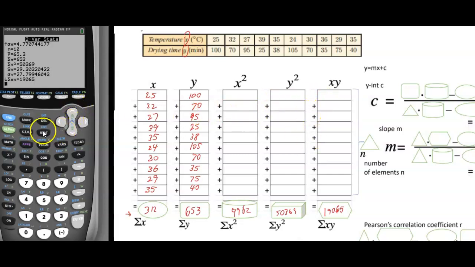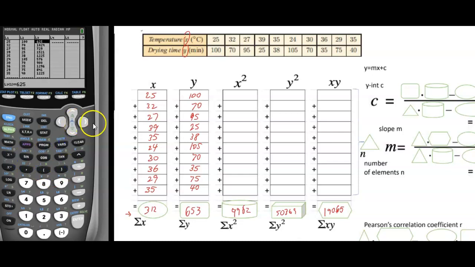Okay, so let's do stat edit, and now instead of doing stat edit with just L1 and L2, we're going to create more columns, and we're going to create the columns by using the formulas x squared, y squared, and xy. So for L3, we're going to do L1 squared. So let's do that. We'll do second L1, and then we'll do squared. And it populates it. Cool.